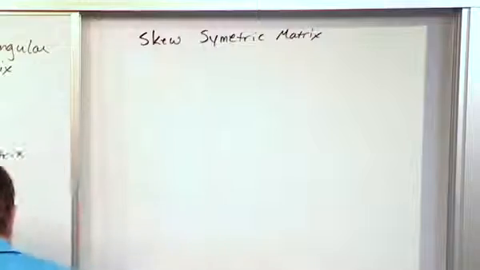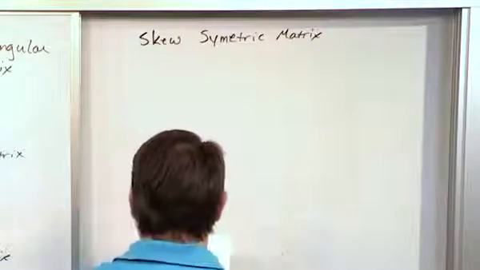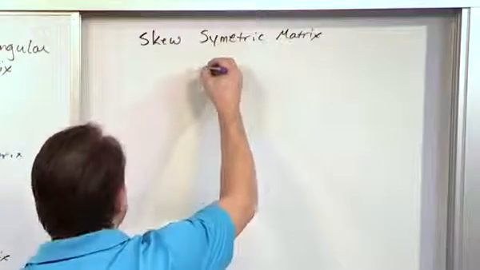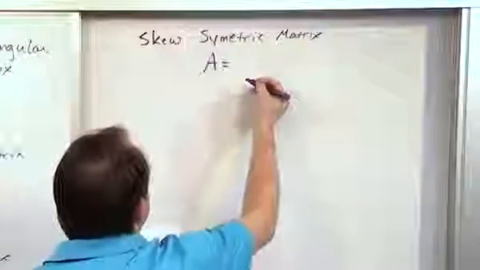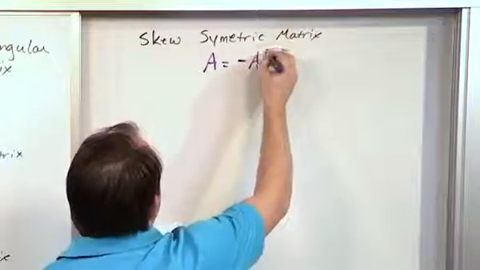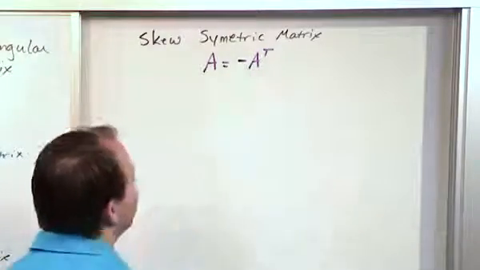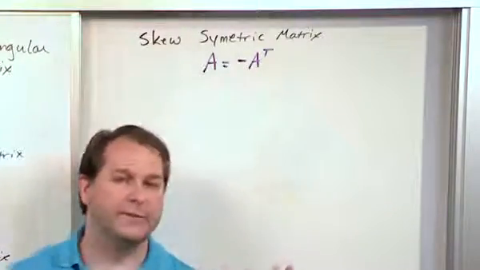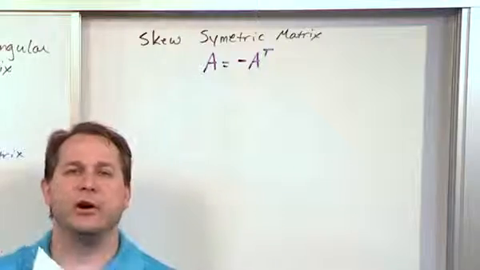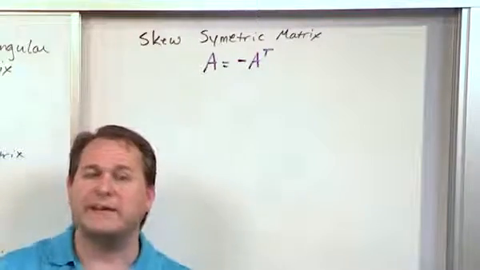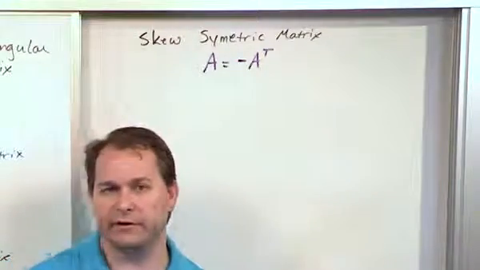Right, skew symmetric. And that's very, very similarly related. If you have a matrix A and you take its transpose, then the original matrix A is equal to the negative of its transpose. So again, it's very similar to before. It's just that the elements are a mirror image, but they're negated relative to the original matrix.